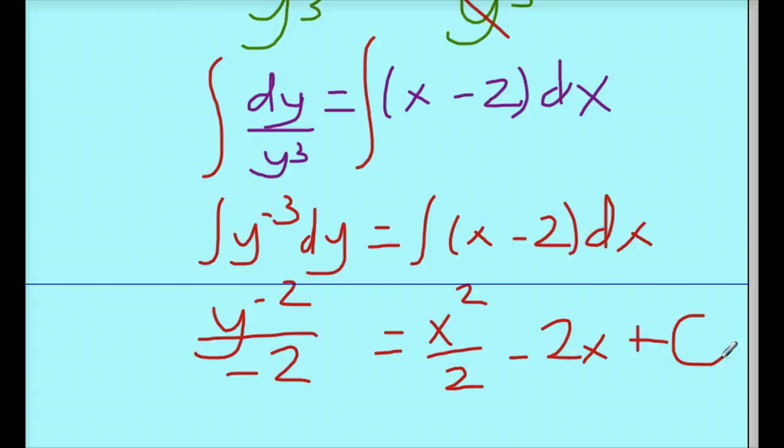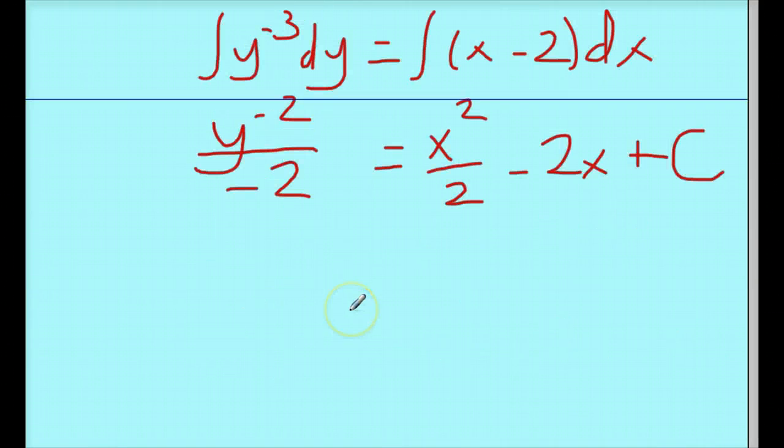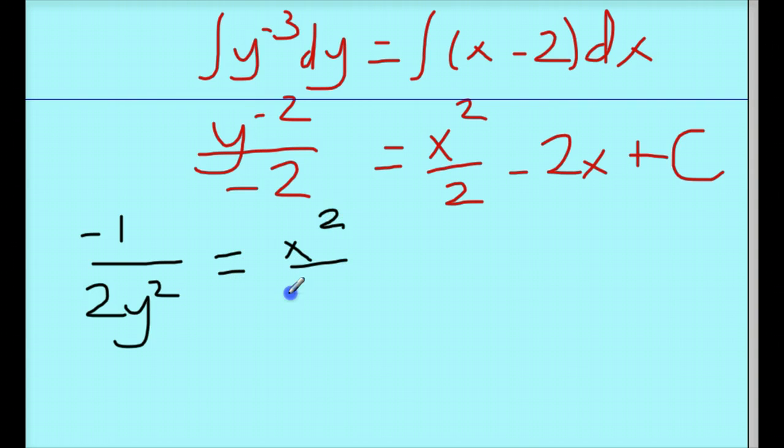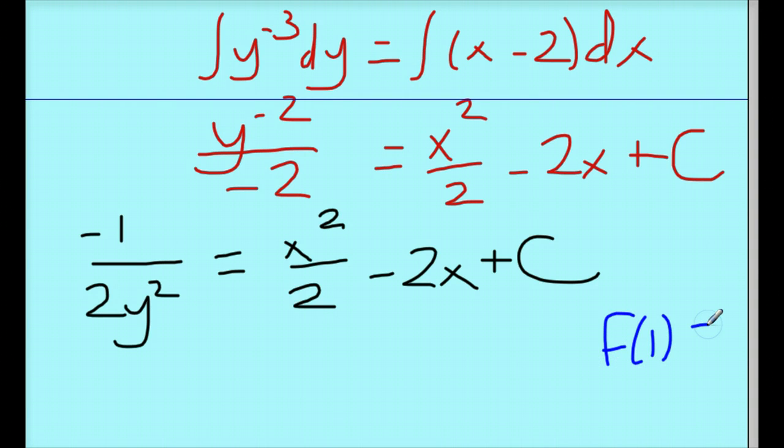So one thing I'm going to want to do is simplify this just so I can start doing work. So I'm going to move powers down and so on. So what we see is we're going to move that y to the negative 2 down to the bottom. So it's 2y squared is equal to x squared over 2 minus 2x plus c. Now, step 3 says find the value of the constant c by substituting the initial condition. Now that I have an equation with y's and x's, I can plug in the initial condition that I said of f of 1 is equal to negative 2.